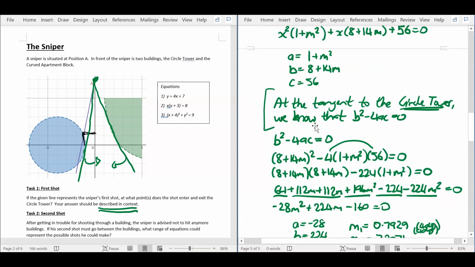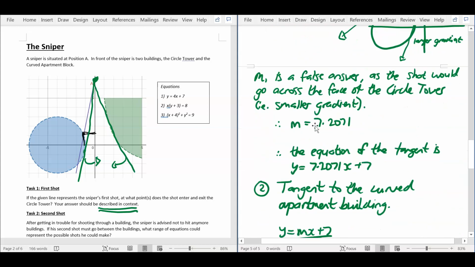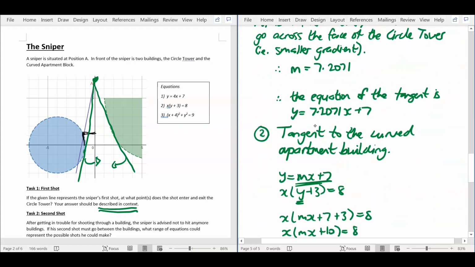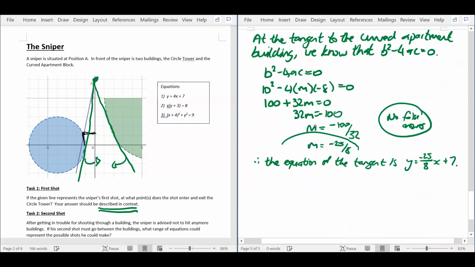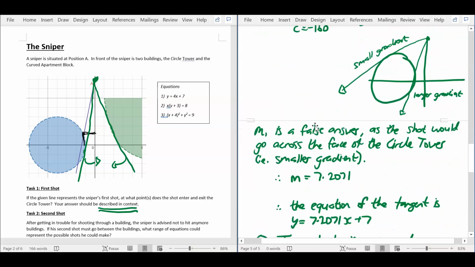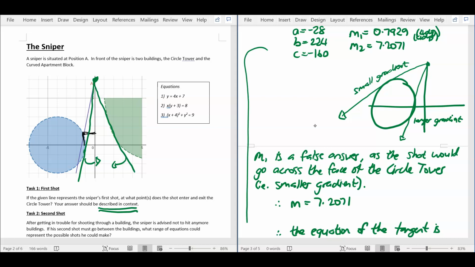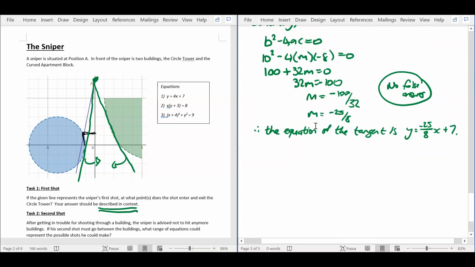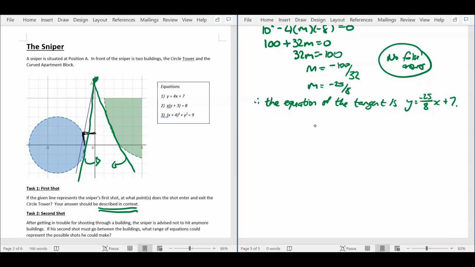So these were the merit stuff. If you could find either of the m values, this m value here or this m value down here, that was enough to get you a merit. The first part of excellence is the bit up here, eliminating the false answer. And the second part of excellence is interpreting that for the range of equations. So let's do that as our third part. Range of equations.